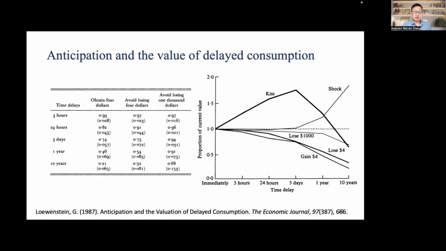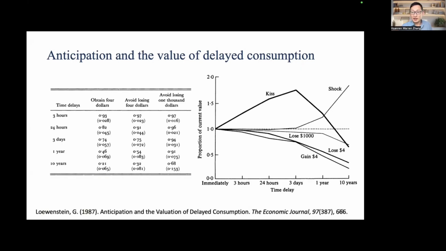What is interesting in this study is these two other possible consumptions, which are a kiss from your favorite movie star and an electric shock. And we see here that this proportion of current value does not follow the corresponding discounting. So here you see a kiss would bring you a higher pleasure if it's delayed a bit, right?